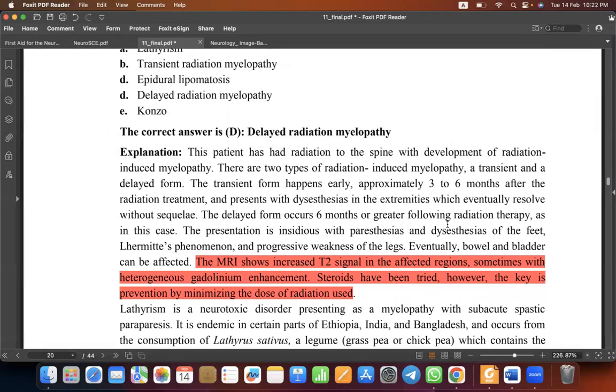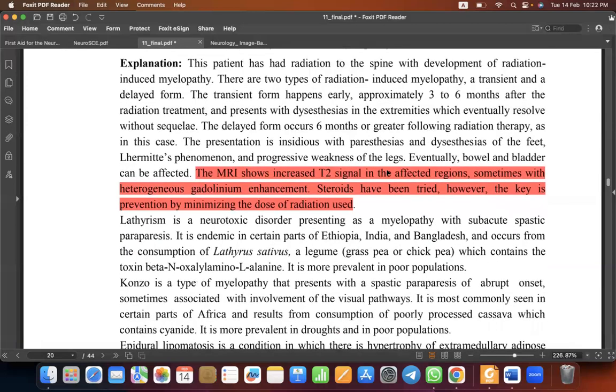Whenever we get a patient with delayed myelopathy, it tends to be insidious. There will be paresthesia, dysesthesia, and possibly Lhermitte phenomenon as well. MRI will show a T2 signal in the affected cord, possibly with heterogeneous gadolinium enhancement. In delayed radiation-induced myelopathy, we can give steroids, but the key treatment is to minimize the radiation dose.